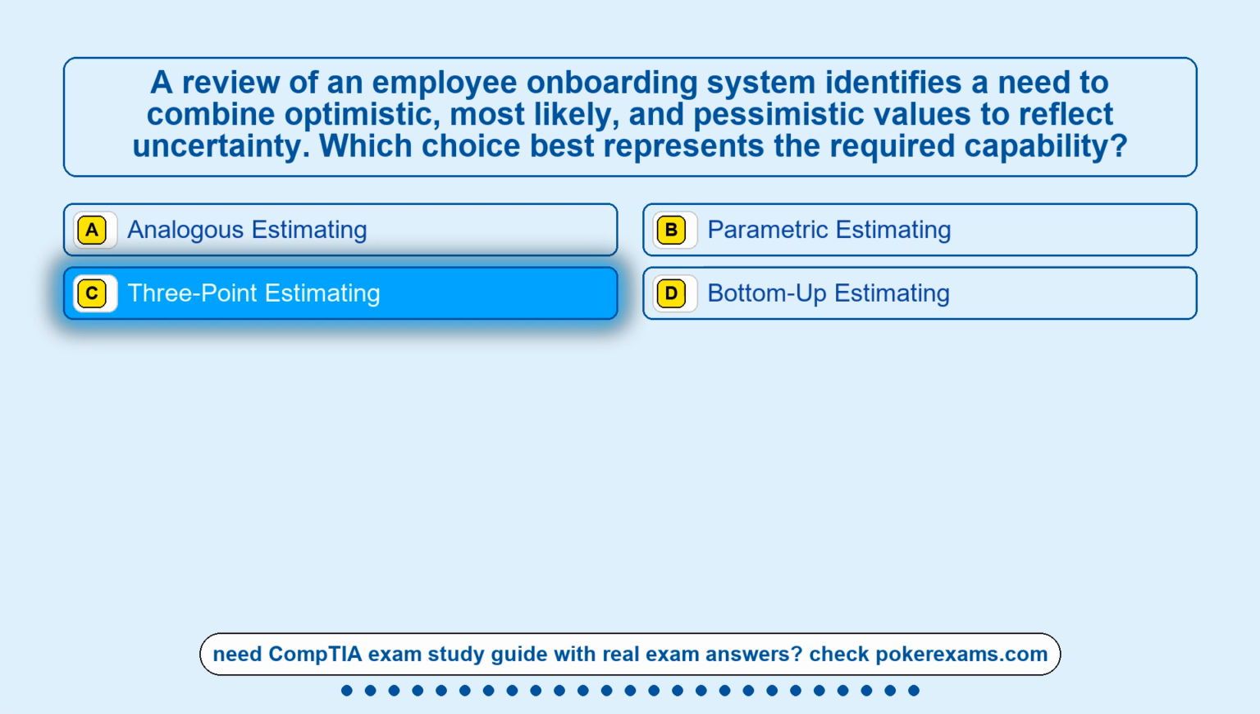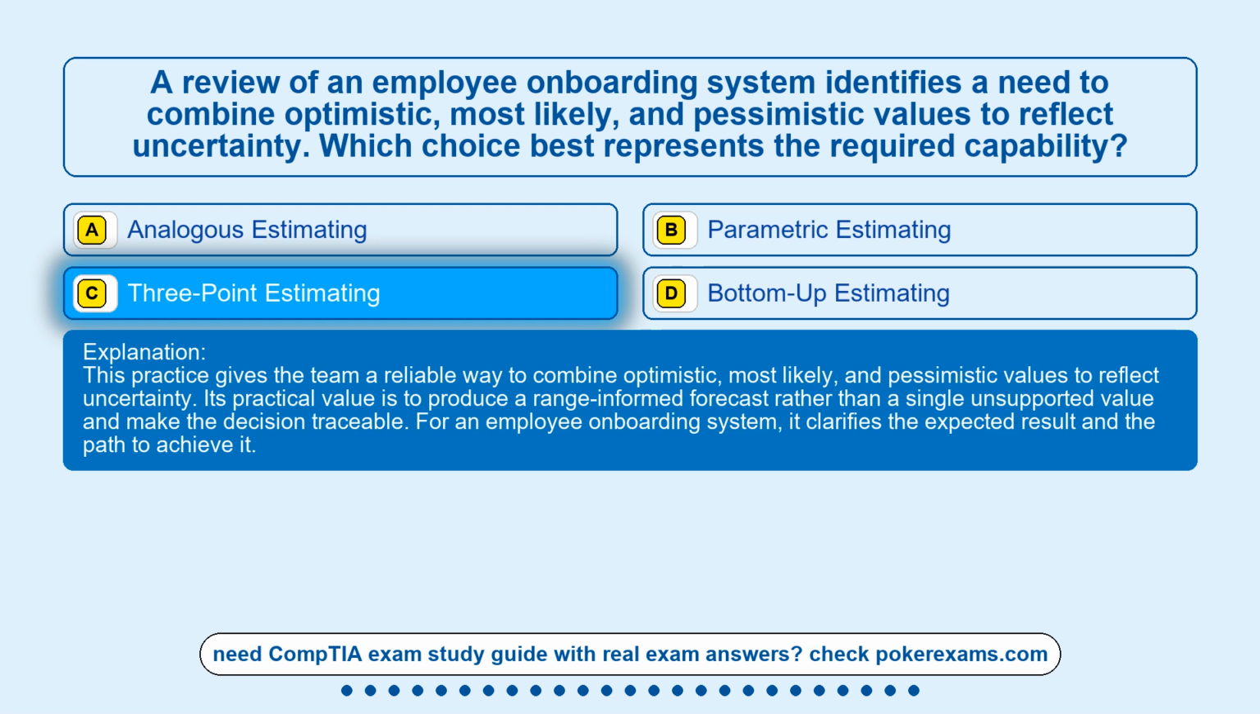3-point estimating. This practice gives the team a reliable way to combine optimistic, most likely, and pessimistic values to reflect uncertainty. Its practical value is to produce a range-informed forecast rather than a single unsupported value and make the decision traceable. For an employee onboarding system, it clarifies the expected result and the path to achieve it.